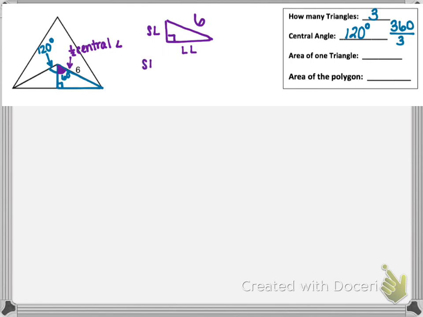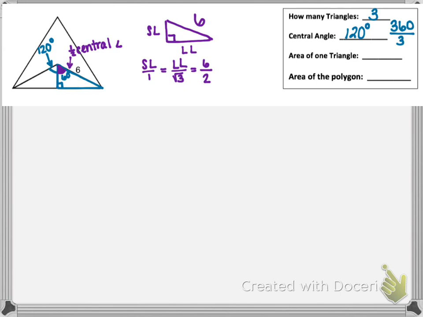So we're going to have the short leg over 1, the long leg over the square root of 3, and then in this case, our hypotenuse is 6, so I'm going to have 6 over 2. Remember, those are just the rules for the 30, 60, 90 triangles, the ones that we looked at right at the beginning.